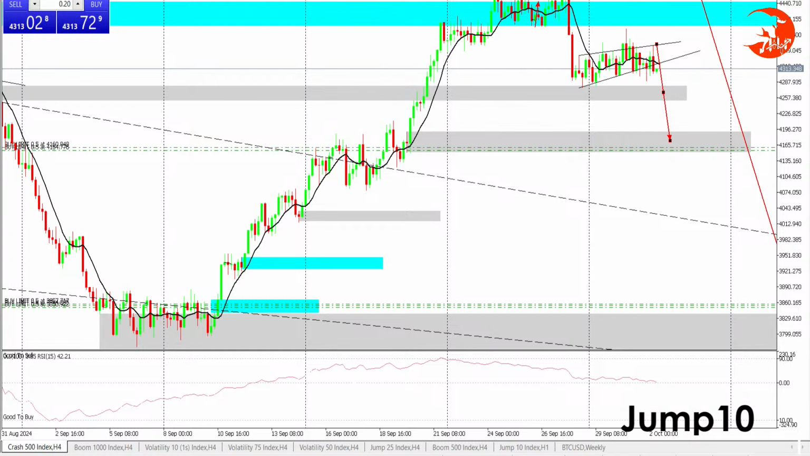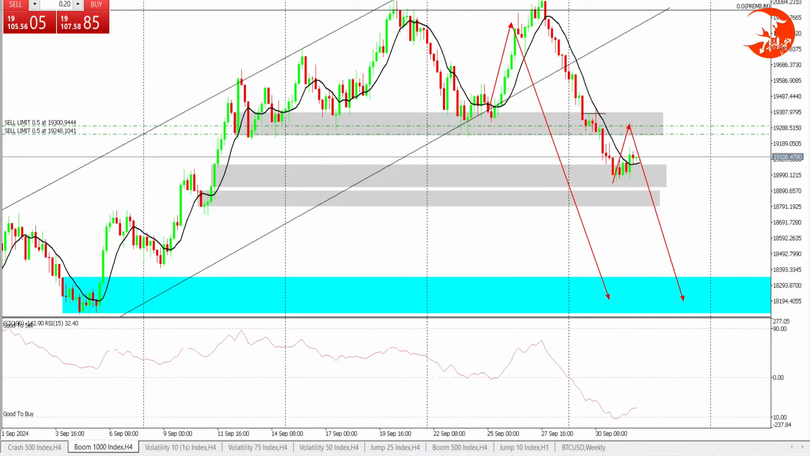Just put it there so that you can keep seeing the candle there. So that was crash 500. Just remove jumper. That was crash 500. Now go to boom 1000. Boom 1000. You can see clearly this candle has closed. It was sort of a retest after breaking out of our MA.